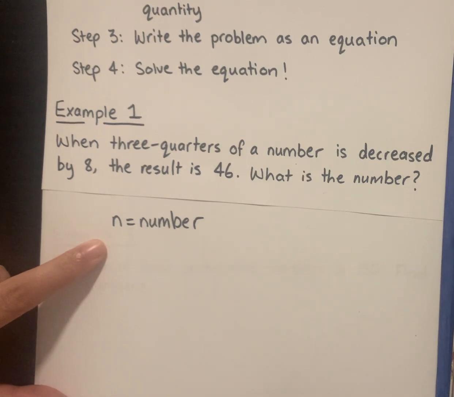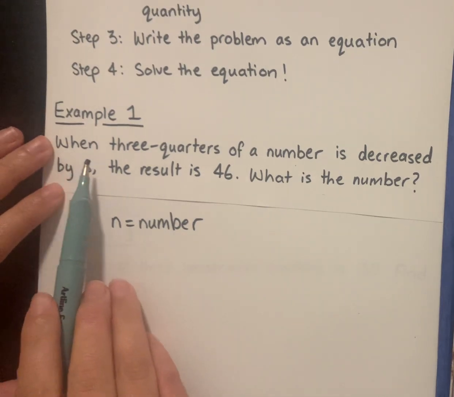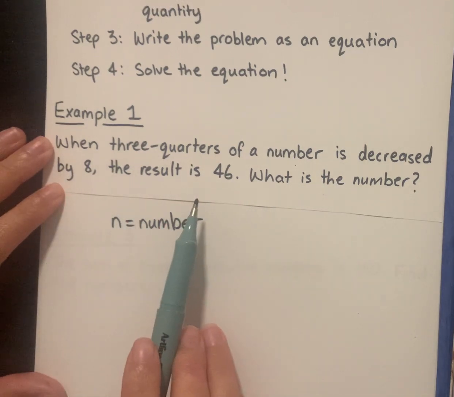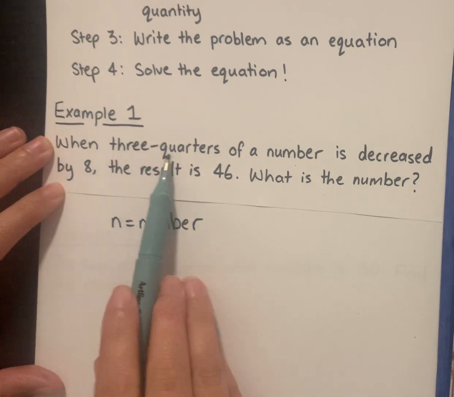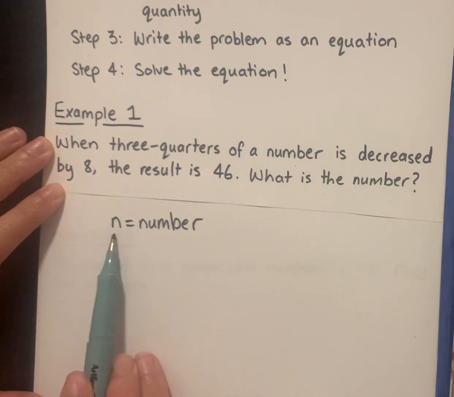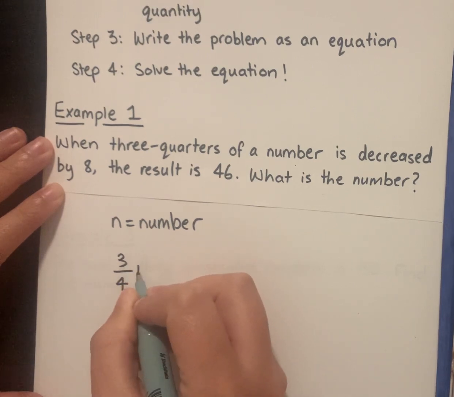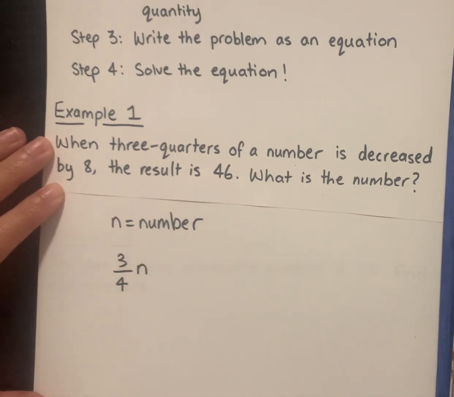Now step 3 is write the problem as an equation. This is probably the trickiest step, and that involves reading the question carefully. So when 3/4 of a number, how are we going to do that? We know that a number is just n. So it's 3/4 of n, 3/4 of the number. That's how we would write it in an algebraic expression.